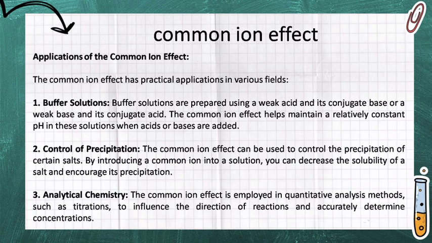Second, control of precipitation. The common ion effect can be used to control the precipitation of certain salts. By introducing a common ion into a solution, you can decrease the solubility of a salt and encourage its precipitation. Third, analytical chemistry. The common ion effect is employed in quantitative analysis methods, such as titrations, to influence the direction of reactions and accurately determine concentrations.